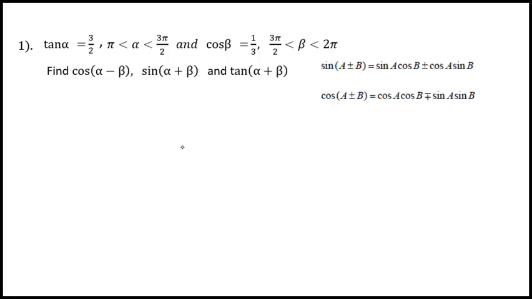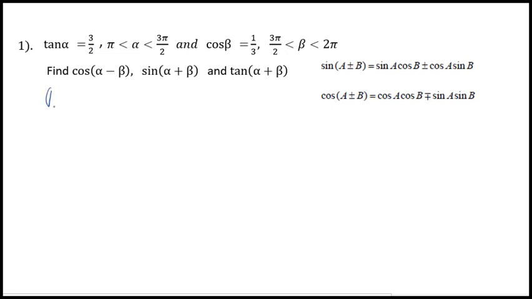This video is about application of compound angle identities. Look at number 1. Tangent alpha equals 3/2, alpha is between pi and 3π/2. And cosine beta equals 1/3, beta is between 3π/2 and 2 pi. Find cosine alpha minus beta, sine alpha plus beta, and tangent alpha plus beta.